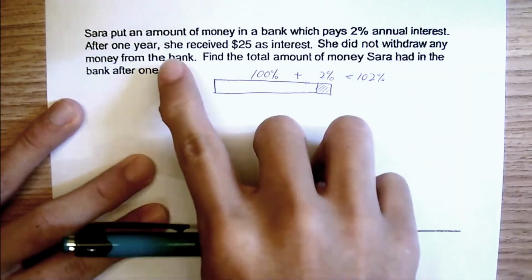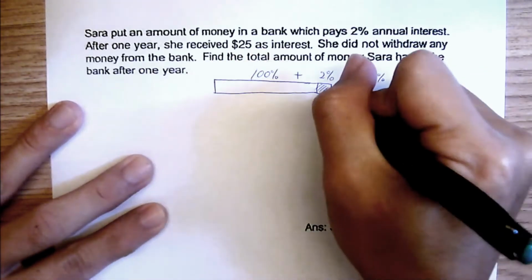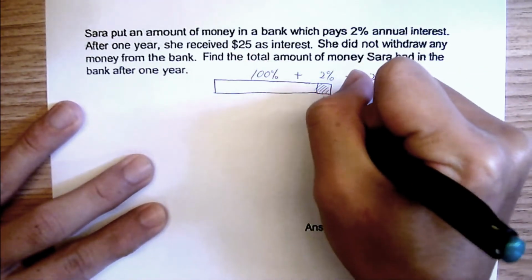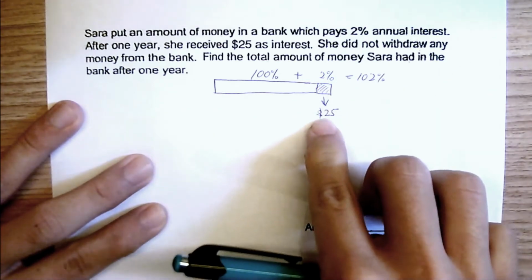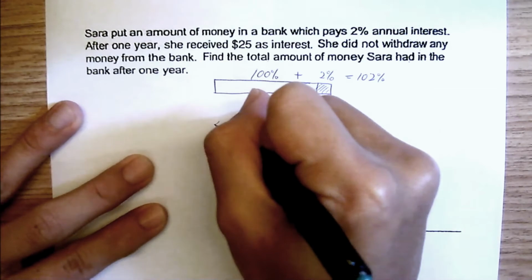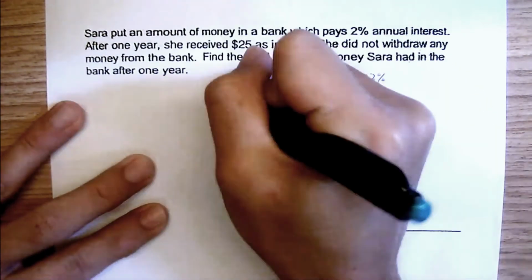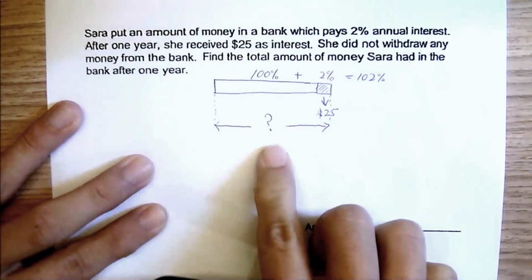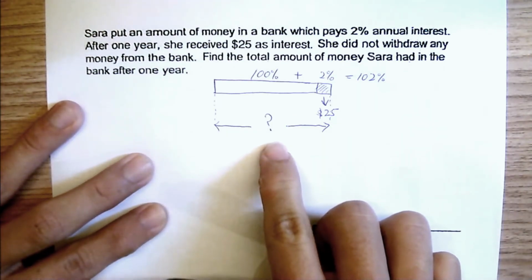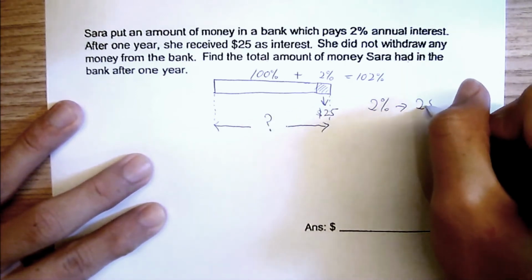Now they are saying that after 1 year she received $25 as interest. What is this interest? This 2% is the interest. So they're asking us to find the total amount of money that Sarah had in the bank after 1 year, which means from here to here is the big question mark. This will be quite easy, because we only need to take 2% arrow $25.